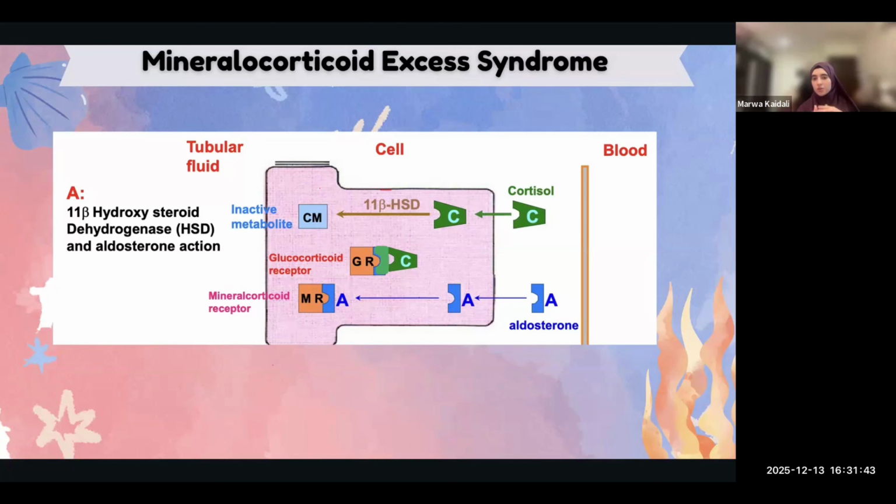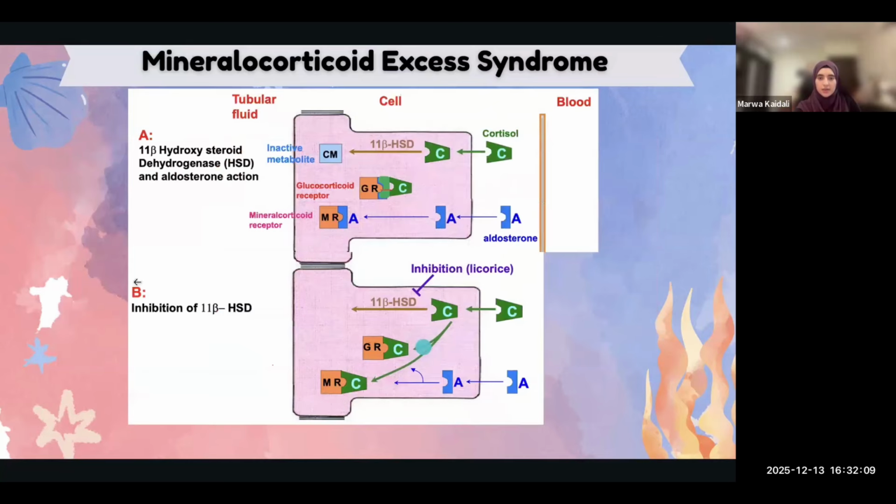Okay, and we don't want those effects to come because they're going to be very excessive. Like imagine we're going to have a lot of sodium retention, a lot of potassium secretion, and all of those unwanted effects. They're going to happen in excess. Okay, so to prevent that from happening, we have this protective enzyme called 11-beta hydroxysteroid dehydrogenase. What this enzyme does is it's going to convert this excessive cortisol into an inactive metabolite called cortisone.